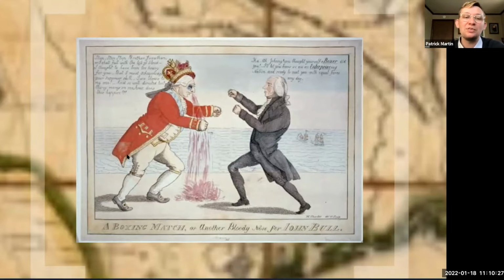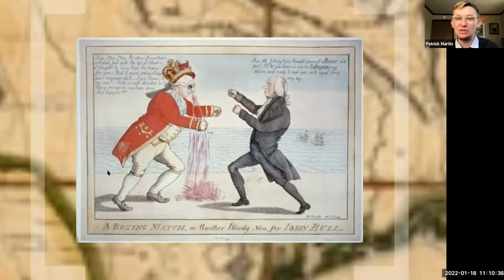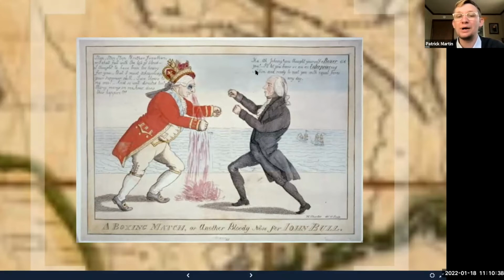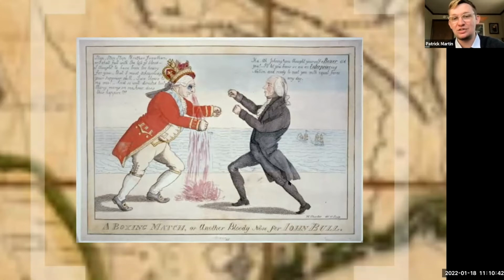You also notice that if you look at King George III's tailcoats, they're covered in sand. It looks like he just got knocked down and he's getting back up. He's already been defeated, but he's still trying to fight. President Madison, he doesn't have any injuries. The US doesn't have any injuries. He's still standing strong. He's still ready to fight.